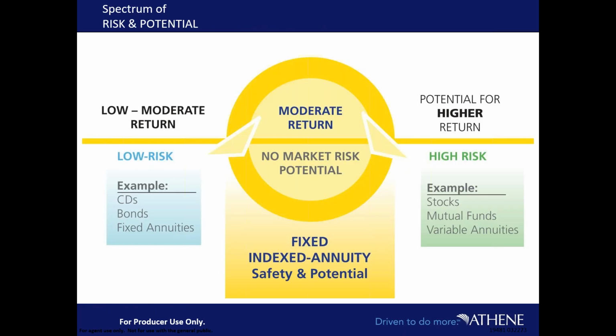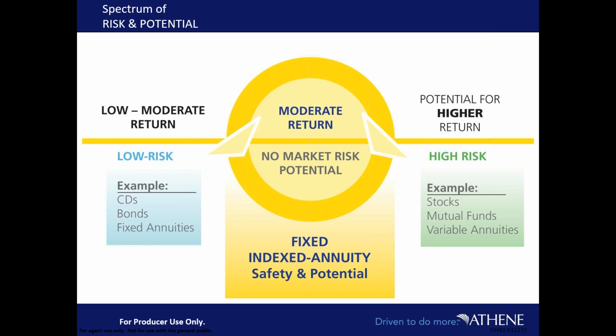So now let's talk a little bit about the spectrum of annuities in general and risk and potential gains for your clients. So what is going to be a low or moderate return, low risk type of product? Well, examples would be CDs, bonds, and fixed annuities, okay? Again, very safe products, low risk, but maybe not the highest return potential.